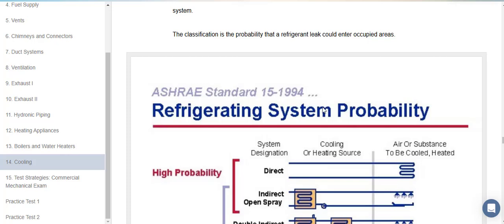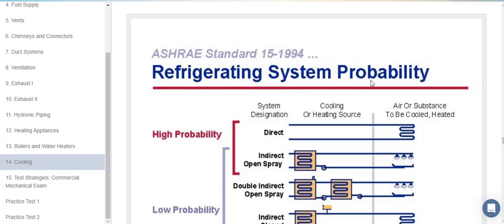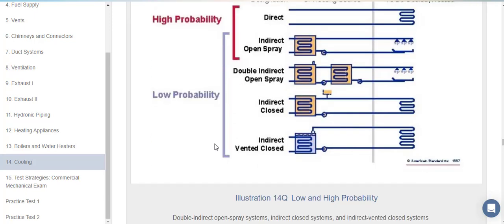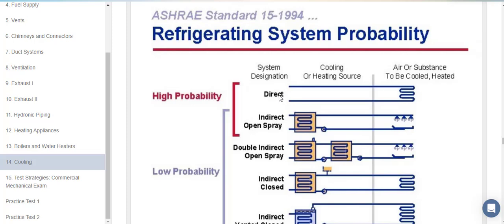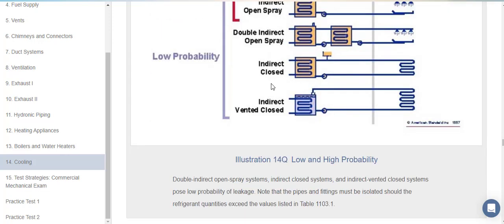Here is the ASHRAE Standard 15-1994 refrigerant system probability illustration, showing low and high probability. Lower probability: indirect vented closed, as we see here, indirect closed, and double indirect open spray. Going higher: indirect open spray, and direct.